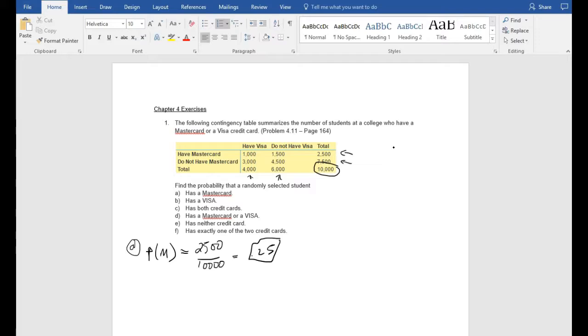And then likewise, we want to look at the probability of having a Visa. We look and we see that it's 4,000. So 4,000 is the total number of students who have a Visa, and that's over 10,000 possible, so 0.4.